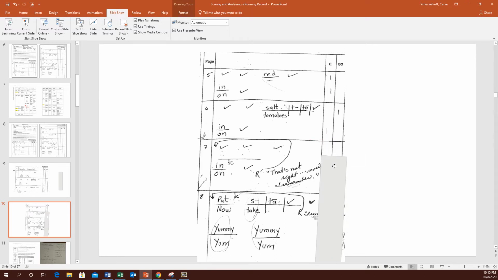The first line here, no errors. The second line here, they made an error, but they fixed it up. So that is going to count as a self-correction. Now here we have put for now, but then they corrected it. So that one counts as a self-correction right there. And then the child went tay, and then they said take.